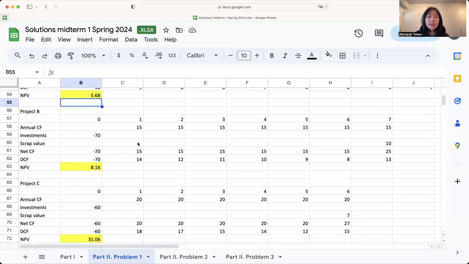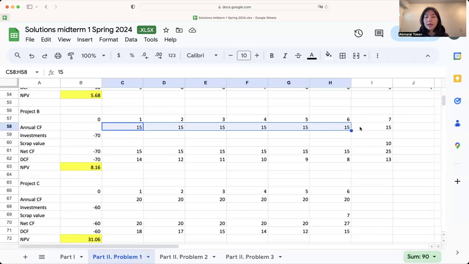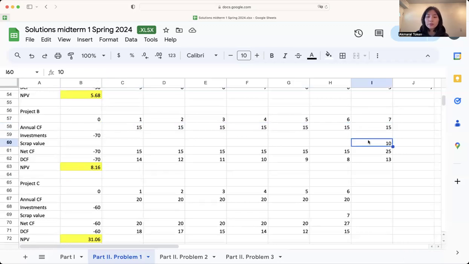And the same for project B. You just take all the cash flows, and for the last year of operation, you add the disposal value. Then we find the net cash flow, which is the sum of all the cash flows occurring in that year. So minus 70 for the first year, 15 for the second, third, and fourth years, and $25 for the 7th year, because you're going to sell this asset and receive some money in return.